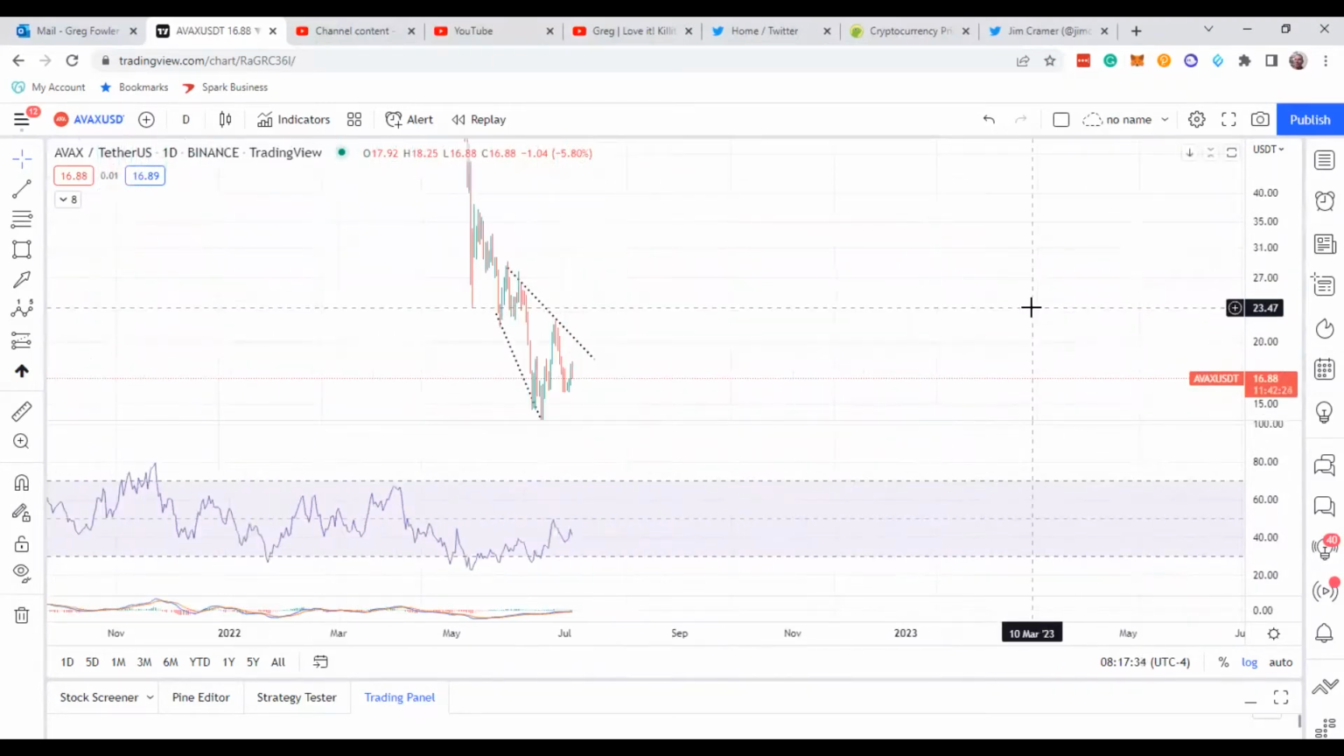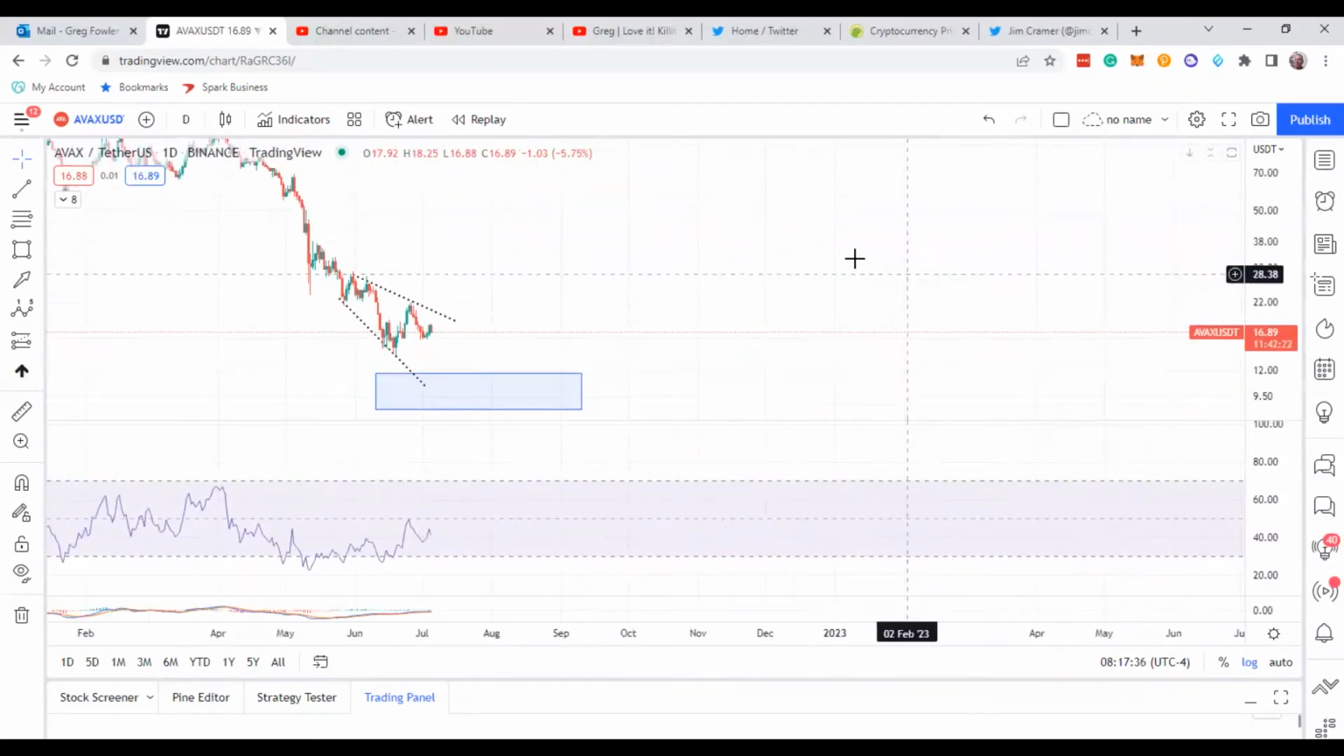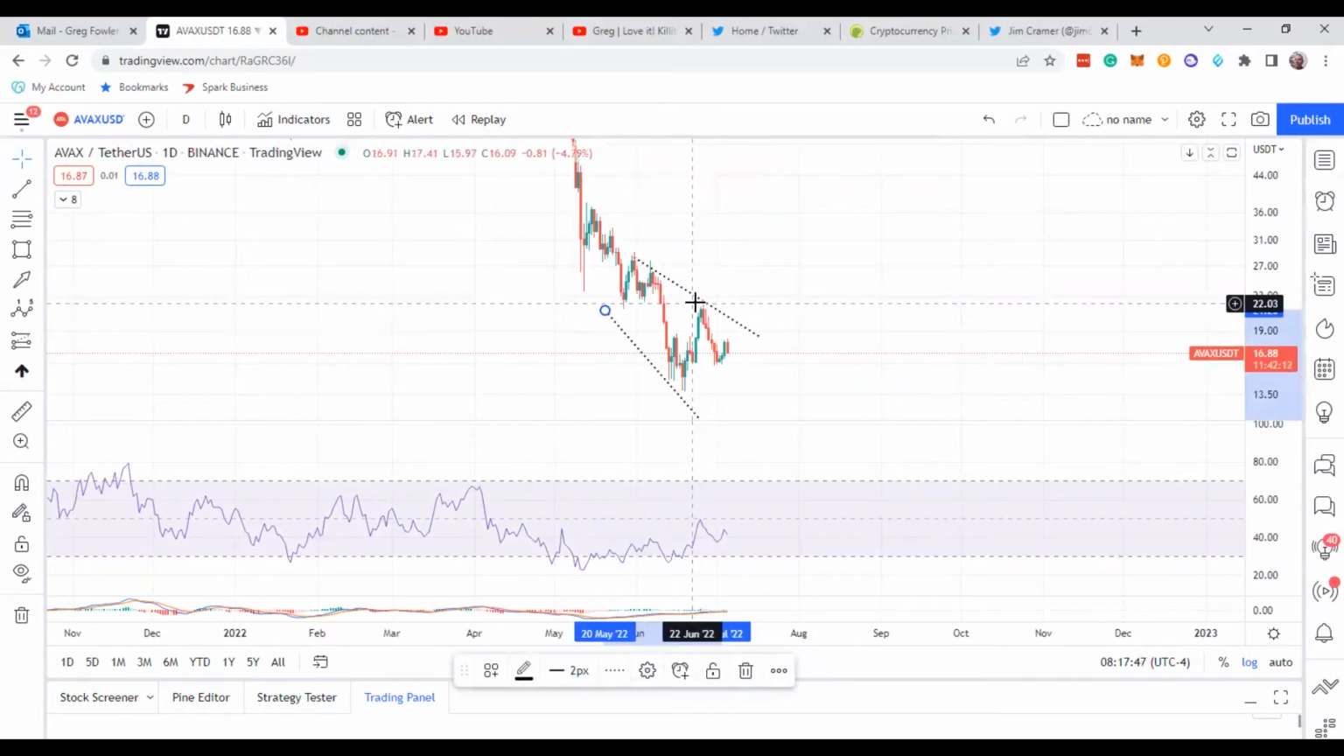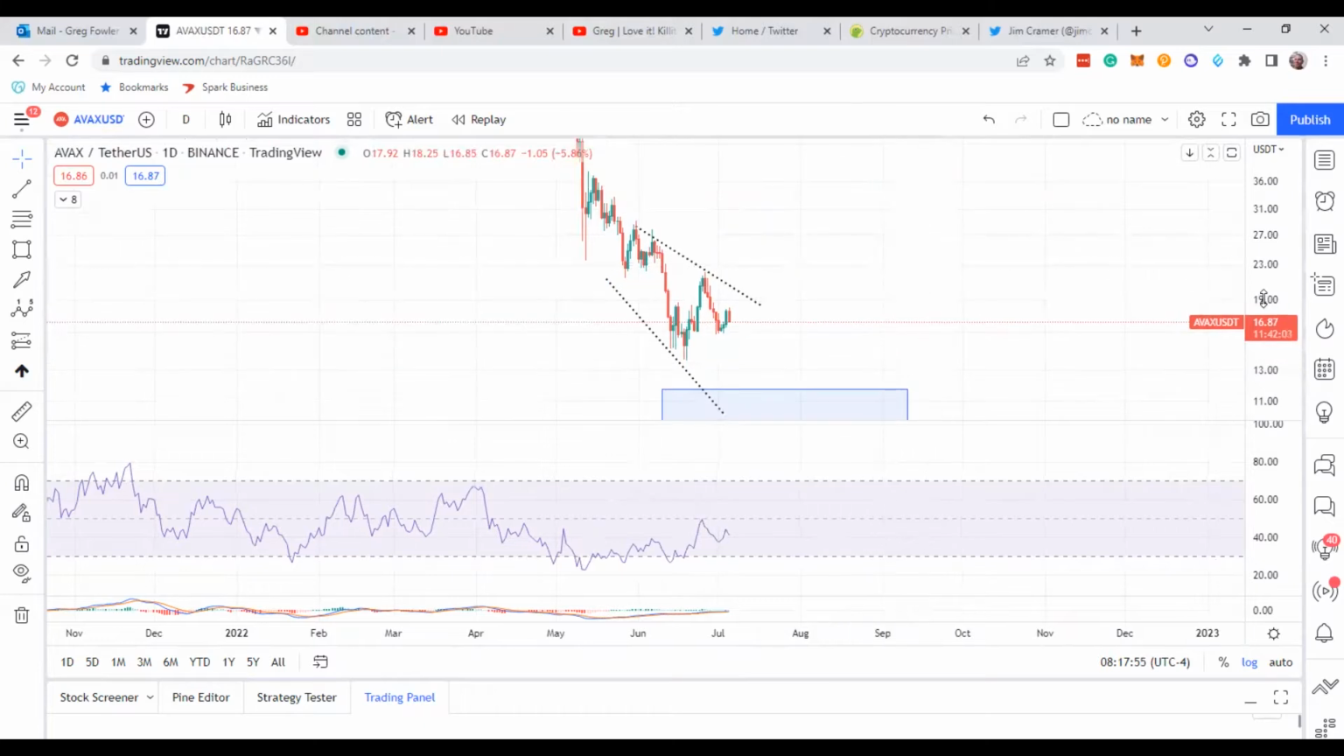The reason I say it's a possible ending diagonal is this. You see that fourth wave? It came into the price territory of that wave 1. Okay, that makes it legal. It makes it legal, guys.